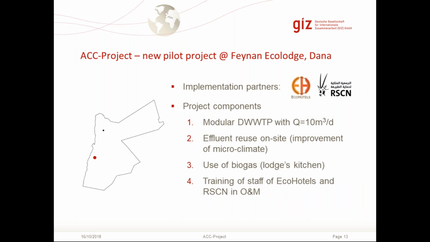In the south, we are piloting one treatment plant in Finan, EcoHotel. This is around 200 kilometers from Amman. I think the participants know that very well. And so here the focus is on the treatment plant itself with 10 cubic meters per day. There will also be reuse of the effluent for landscape irrigation. We will also reuse the biogas for the kitchen, for cooking, and of course train the staff of EcoHotel and RSCN, our both partners, in the operation and maintenance of this treatment plant.